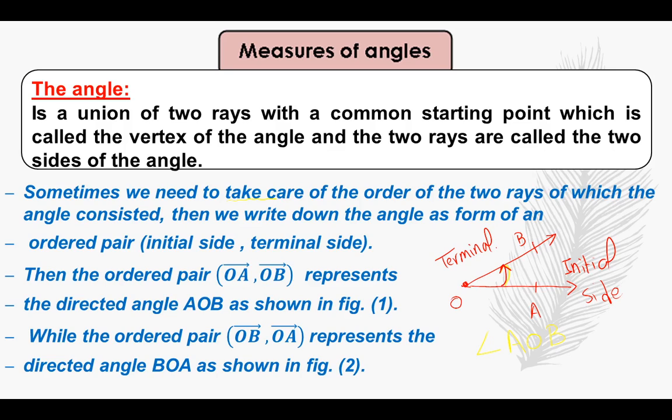Then the ordered pair OA and OB represents the directed angle AOB as shown in the opposite figure, while the ordered pair OB and OA represents the directed angle BOA as shown in figure 2. You will see figure 1 and figure 2.